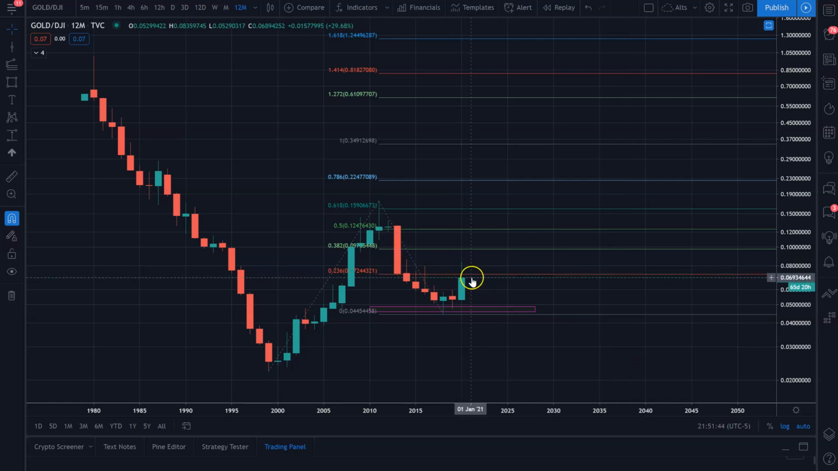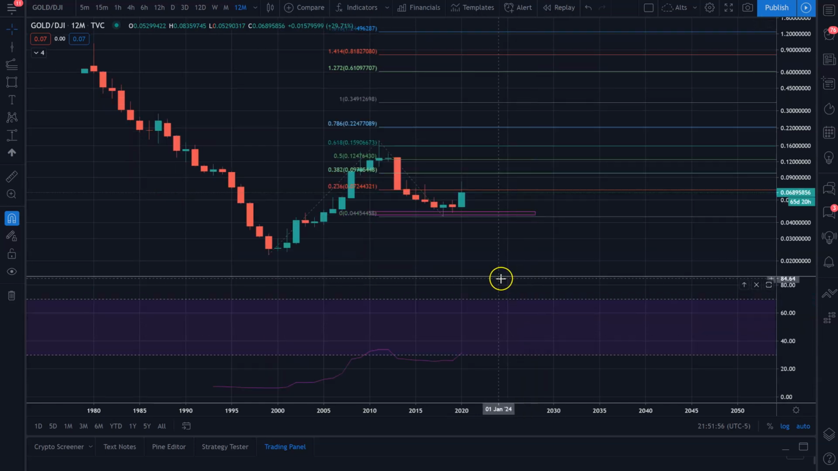So keep this chart in mind. I'm not going to harp on it, but there it is. It's very simple. It's a yearly chart. There's Fibonacci levels. There's the golden pocket. This points to the idea that this is going to gain versus the stock market.